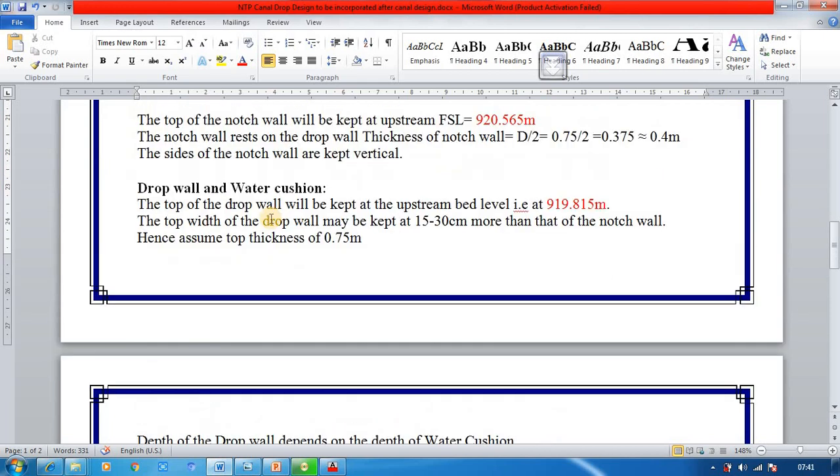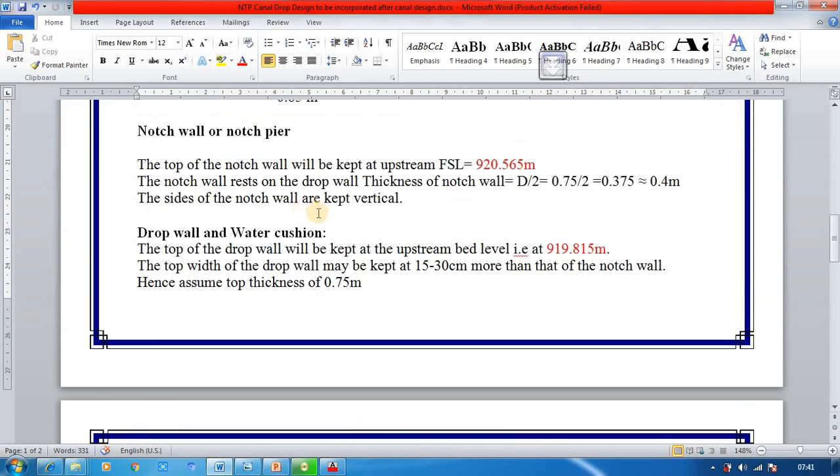And then the drop wall and water cushion. So we should fix the dimensions of the drop wall.